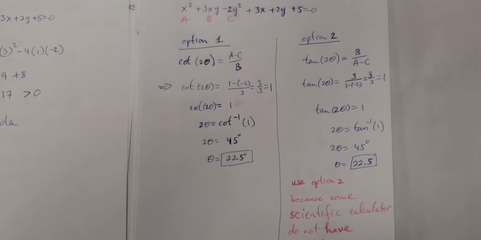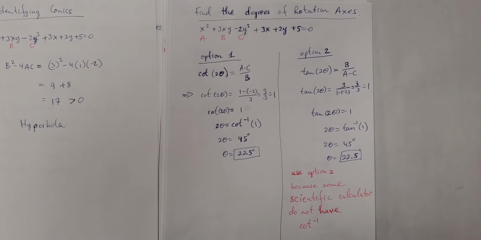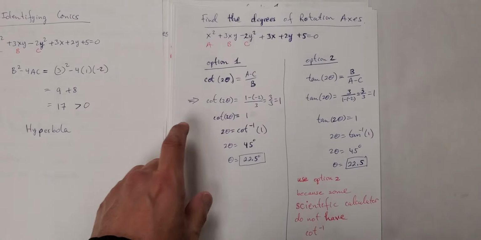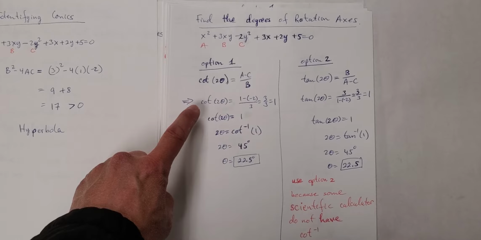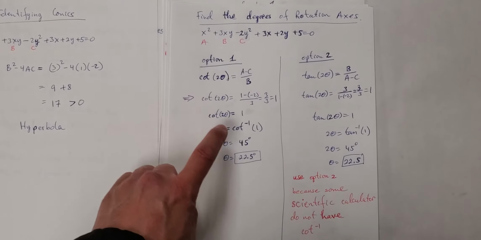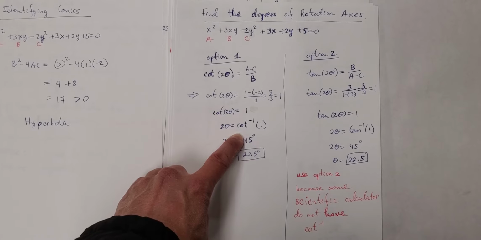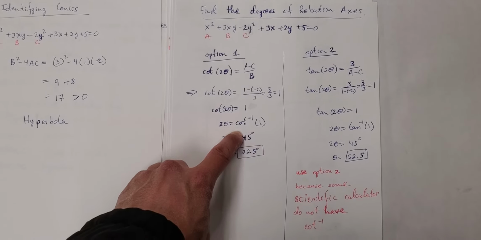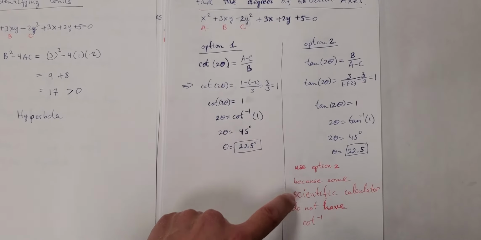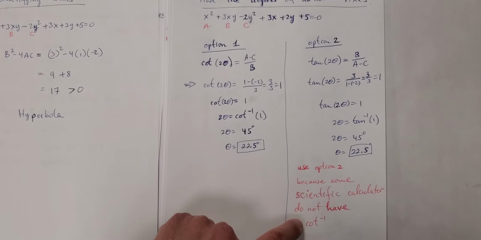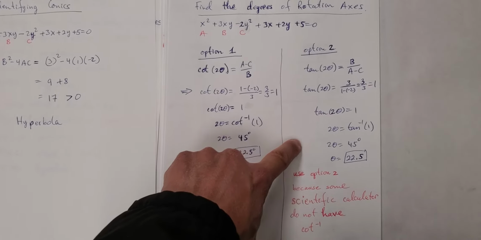Let me zoom out so that you can see the difference between option 1 and option 2. On the left side is cotangent, on the right side is tangent. If you have a very advanced calculator, you should have cotangent inverse. If you're using a regular scientific calculator, then use this one. But in my opinion, some of us do not have the cotangent inverse, so use option 2.